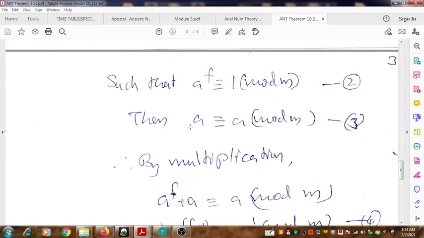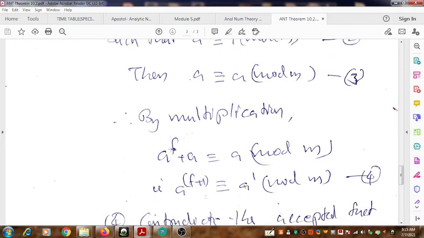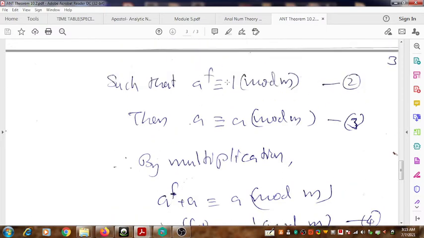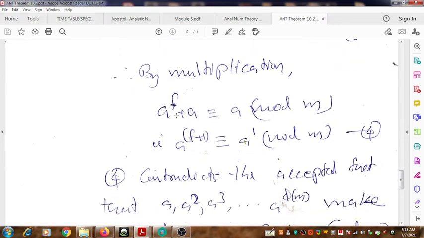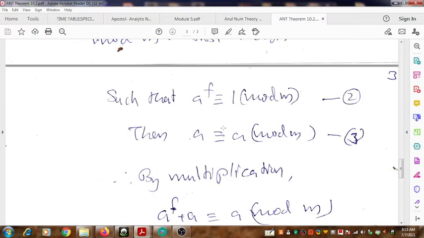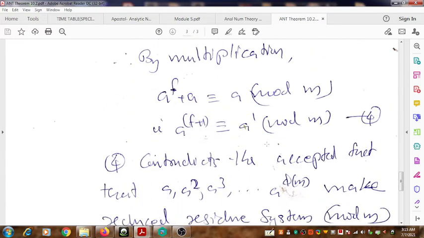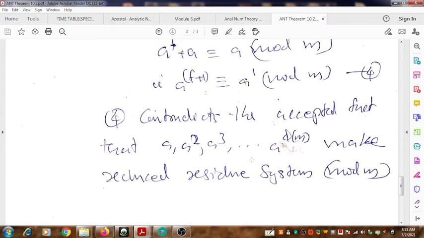Then we can also take that a is congruent to a mod m. We know that this is always true. Then by multiplying these two congruences, we get a raised to f into a is congruent to 1 into a mod m. That is, a raised to f plus 1 is congruent to a raised to 1 mod m. We get the fourth statement.